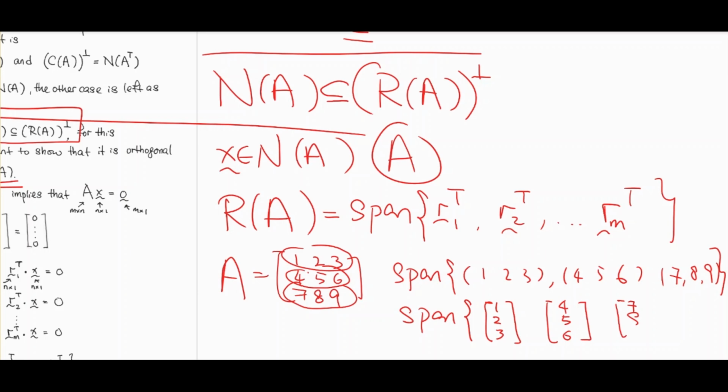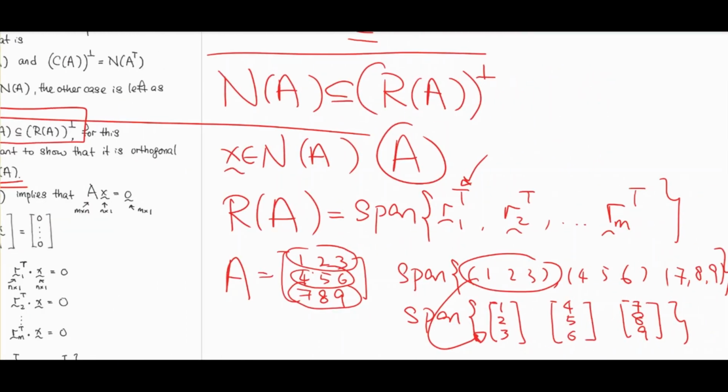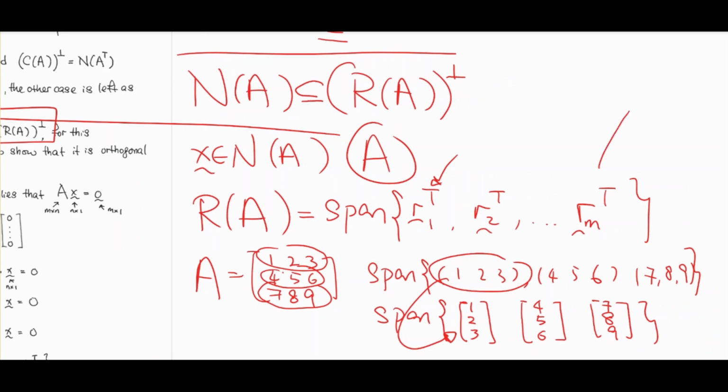So I want to identify my row vectors like this, even though the row vector is supposed to be in row form. So how do I take this and turn it into this? Well, I take the transpose. That's the reason why in the notes you will see that I write the row space of A as the span of the vectors that look like this.